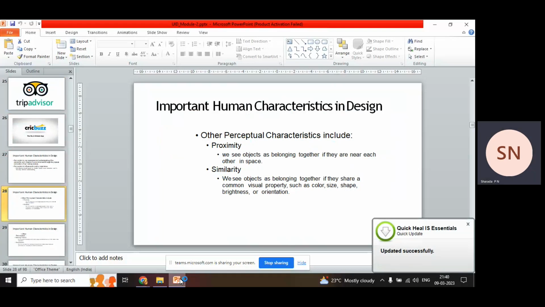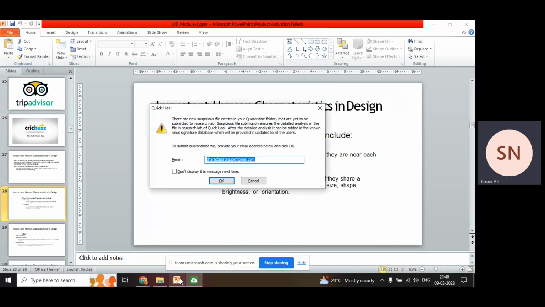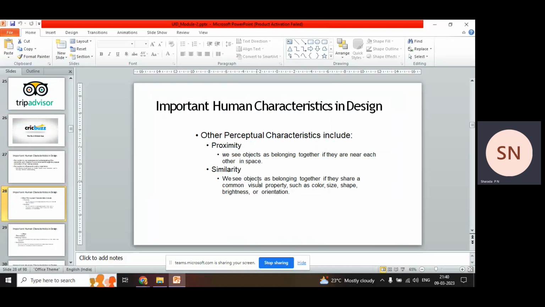Next is expectancies. Perception is also influenced by expectancy. Sometimes we perceive not what is there, but what we expect to be there. Missing a spelling mistake when proofreading something we wrote is an example of perceptual expectancy error. We see not how the word is spelled, but how we expect to see it spelled. Next is context.